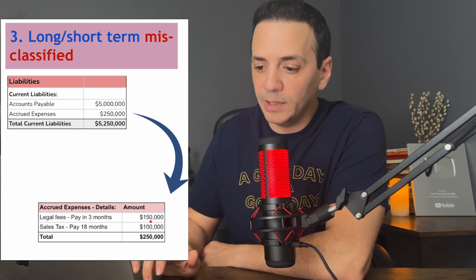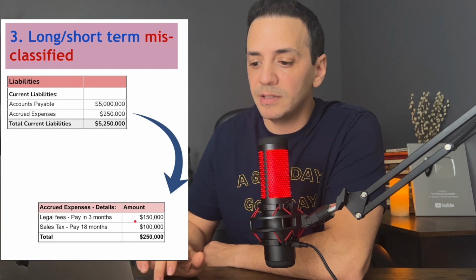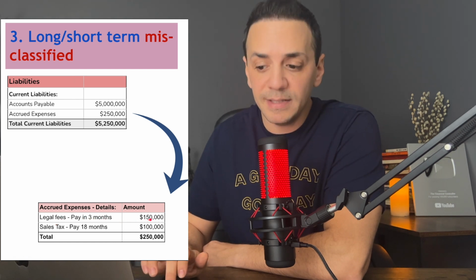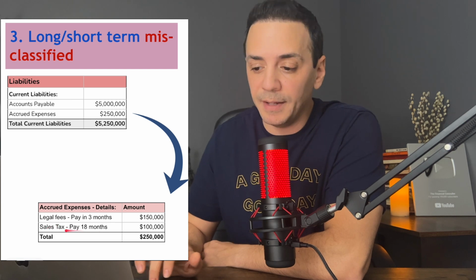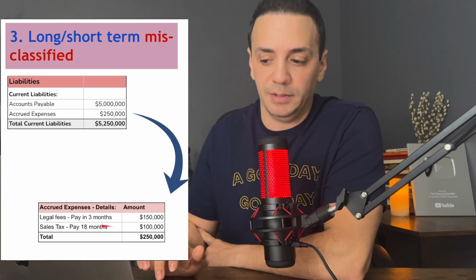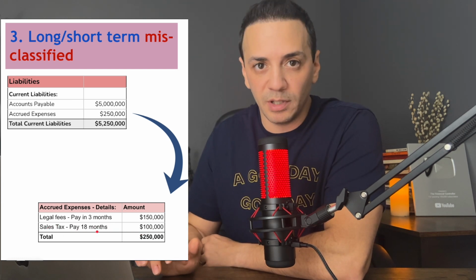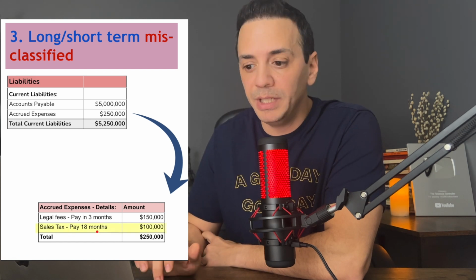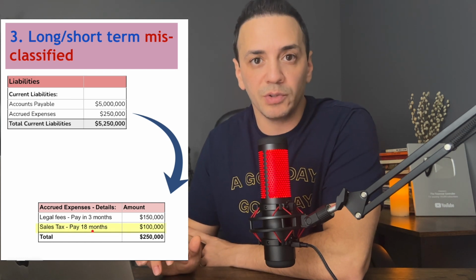In this case, when we look at the table, we'll see legal fees that are going to be paid within 3 months for $150K, and sales tax for $100K that's going to be paid within 18 months, right? So this is a longer term liability, right? It's sitting under current liabilities by accident. It should be reclassified as a long-term liability, right?